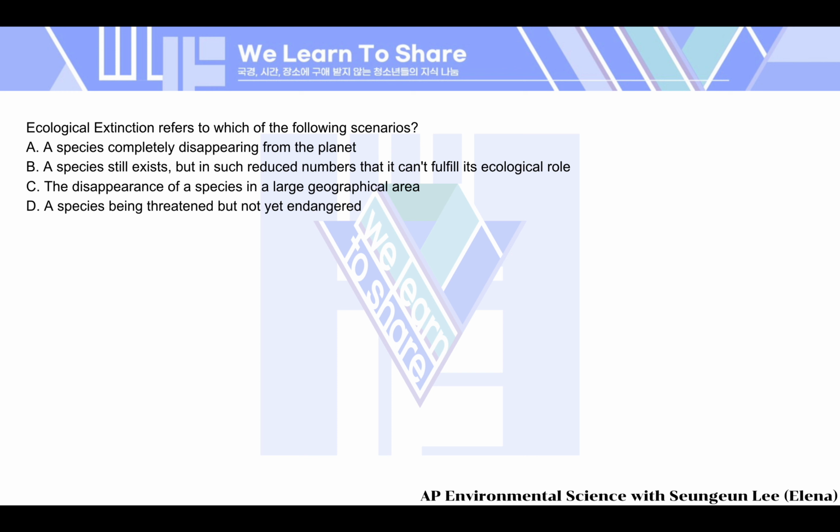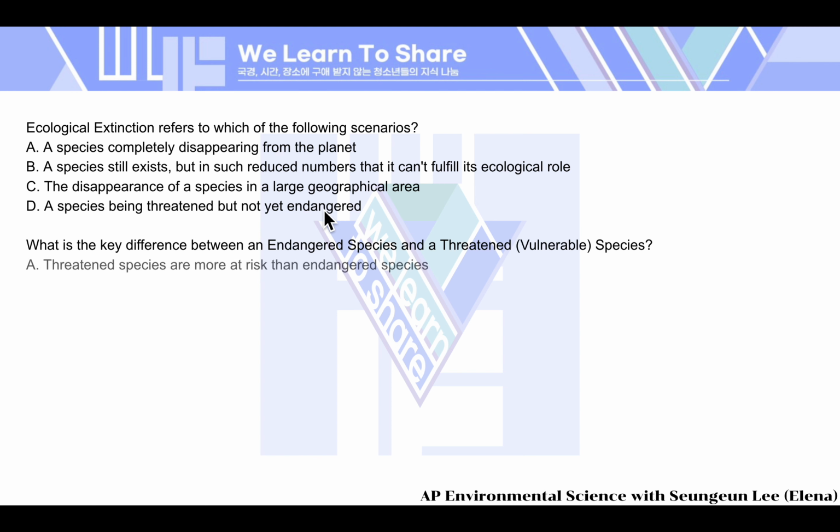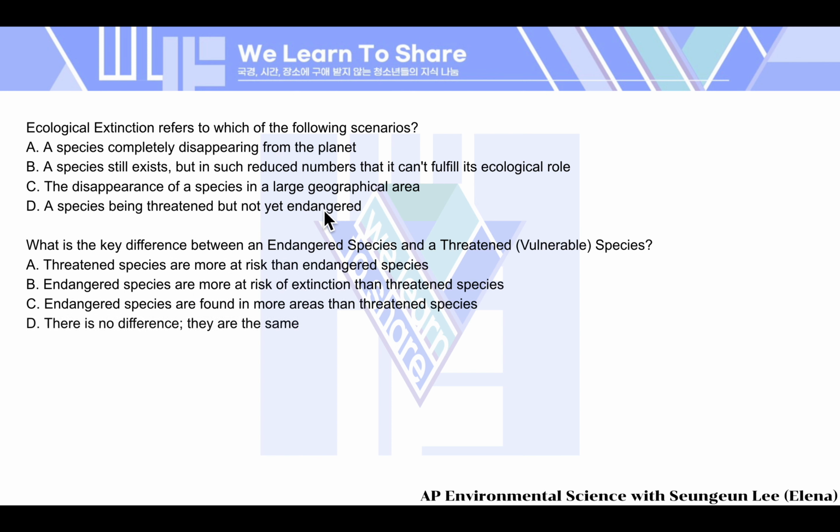Yes, the answer is B. A species still exists, but in such reduced numbers that it can't fulfill its ecological role. Remember, this is why it's called ecological extinction, right? In the case of A, this would be biological extinction. C would be mass extinction, and D would be threatened species. Next question.